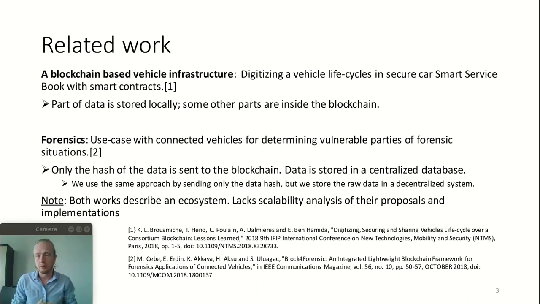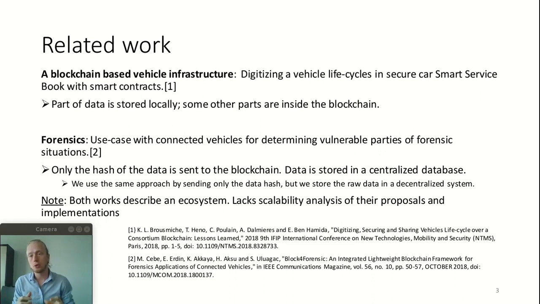Another work is a forensic study where they have a use case for vehicles, and they want to determine the vulnerable parties for the forensic situation. In that use case, they use the data hash, and the data hash is sent to the blockchain, and the data itself is being stored in a central database.